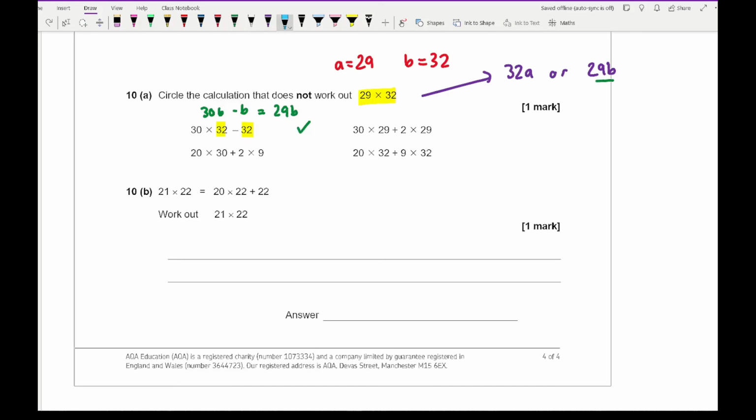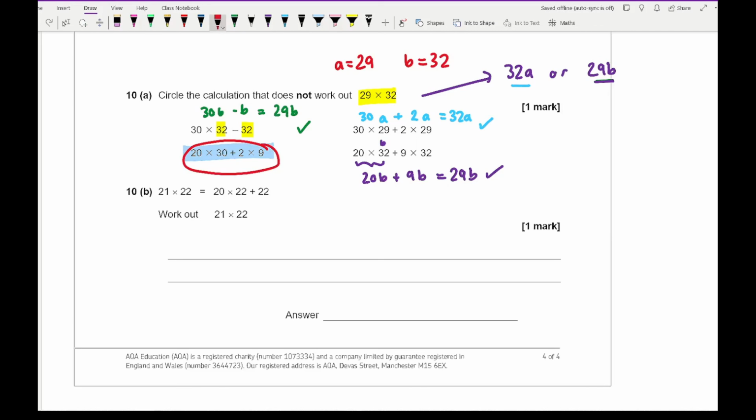Then looking at this second one here, I've got 29 twice, so let's swap that for an A. So I've got 2A plus 30A, which gives me 32A, which is the same as that, so that one there is fine. Then looking at the fourth one here, 32 is B, so that's going to be 20B plus 9B, which gives me 29B, which matches up with this, so that's correct. So the one that's not going to work is this one, so I'm just going to put a little circle around that. So our incorrect answer is that bottom left hand corner.